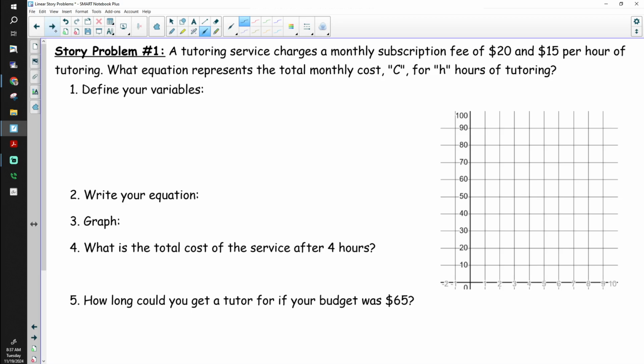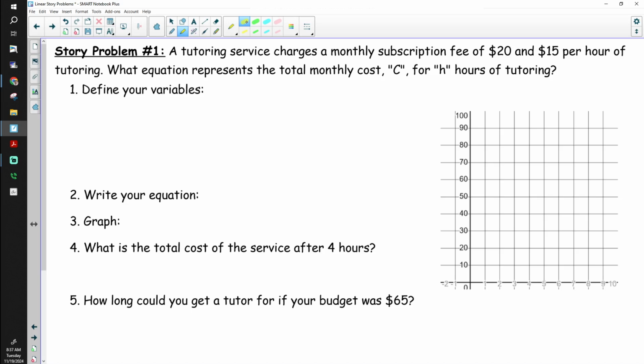So our first story problem of the day. A tutoring service charges a monthly subscription fee of $20 and $15 per hour of tutoring. What equation represents the total monthly cost C for H hours of tutoring? And now we go back. We're going to highlight what's important. What's important here?